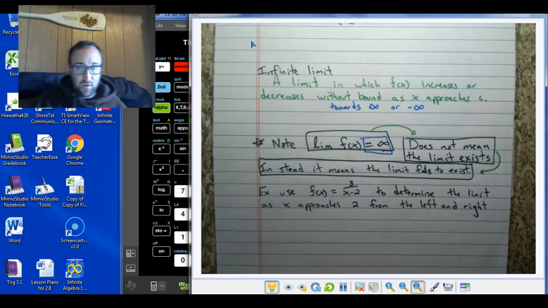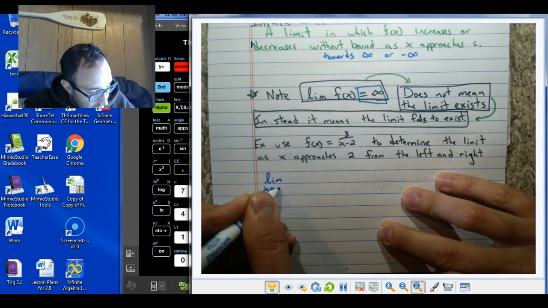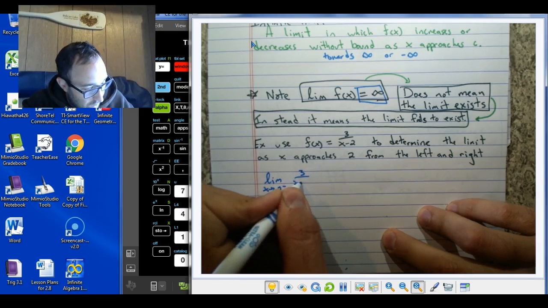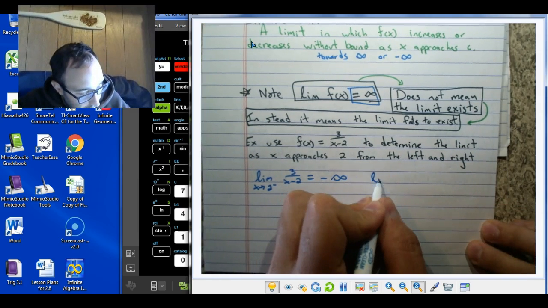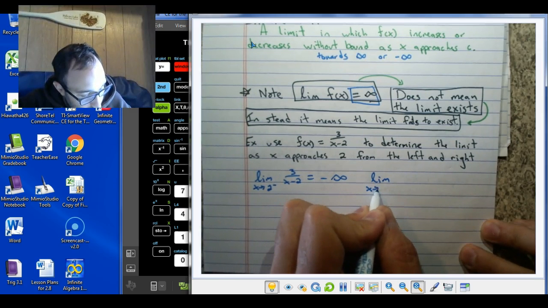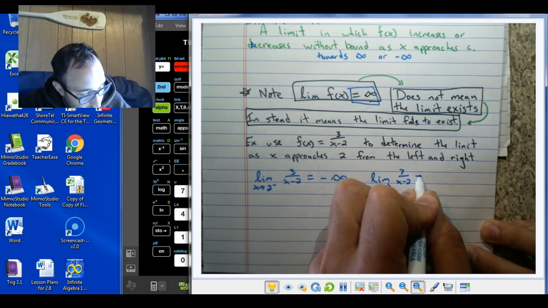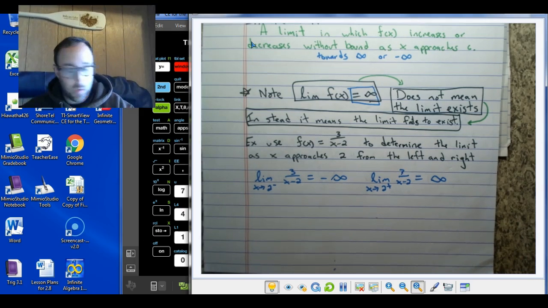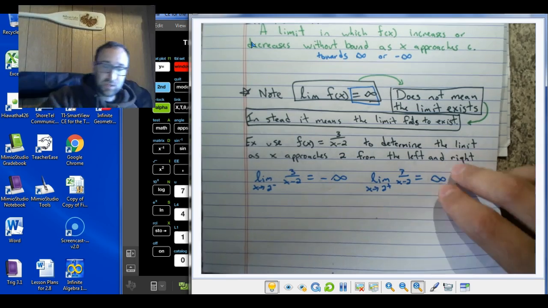Alright, so remember just how we write that: the limit as x approaches 2 from the negative side of, let's just do 3 over x minus 2, is going to equal negative infinity, and the limit as x approaches 2 from the positive side of 3 over x minus 2 is going to equal positive infinity. Alright, so we know that they're going away from each other. We know that 2 is going to be that vertical asymptote. One's going towards negative, one's going towards positive.